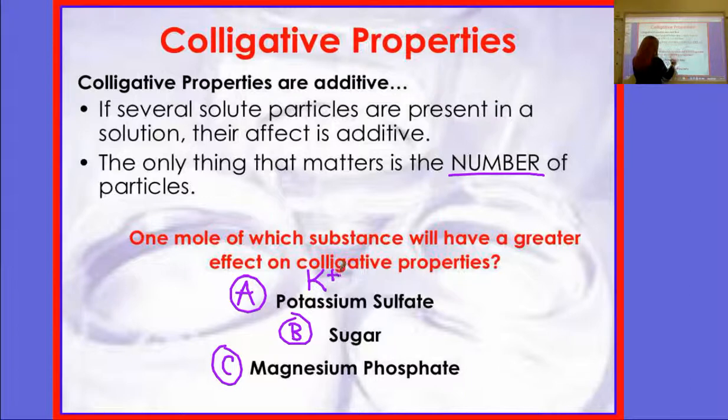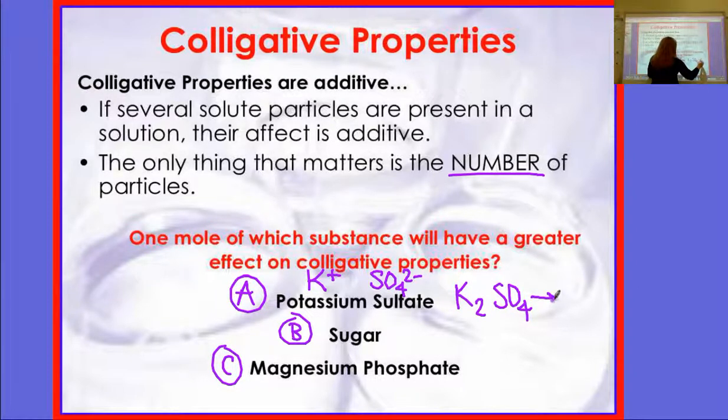Potassium sulfate, K is a 1 plus, SO4 is a 2 minus. My formula would be K2SO4. K2SO4, when dissolved, would break up into 2 K particles, 2 cations, plus 1 anion of SO4. It would break up into 3 ions. Sugar's not ionic, so sugar wouldn't break up at all. It would only have one type of particle.